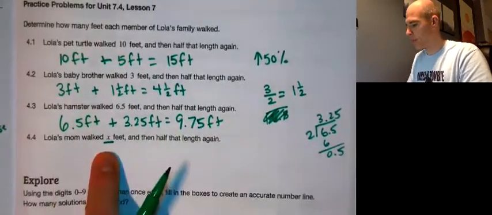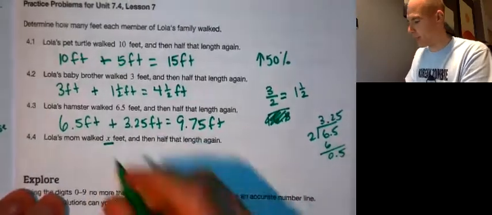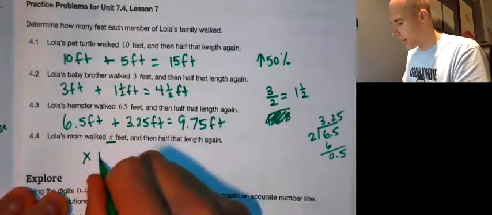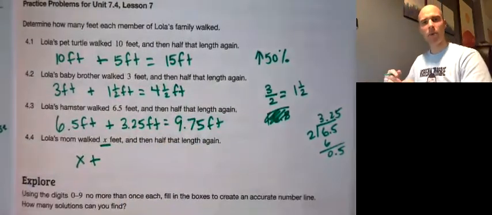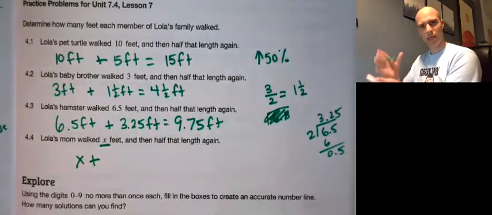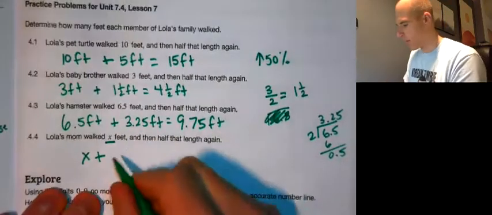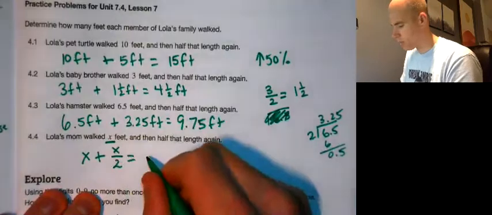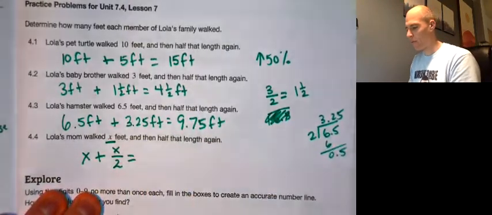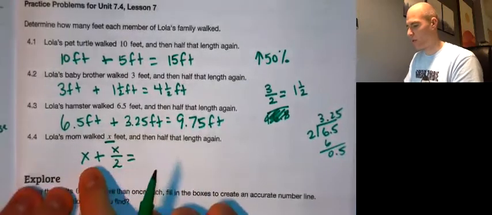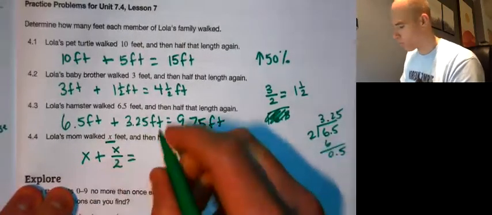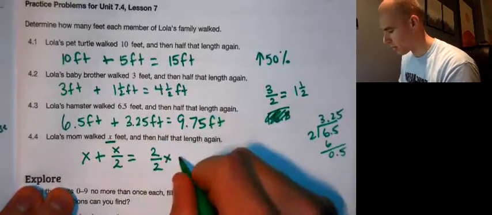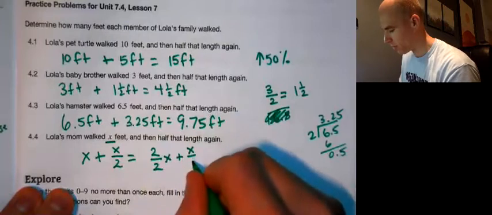So Lola's mom walked X feet and then half of that length again. So it's X for the original X feet that she walked, right? And then we always wind up adding that same amount divided by 2 to this first part. And so I can write that as X over 2. And that's going to equal, well, let's see here. I have X plus X over 2. This is 1X. I could write this as 2 over 2 x plus x over 2.